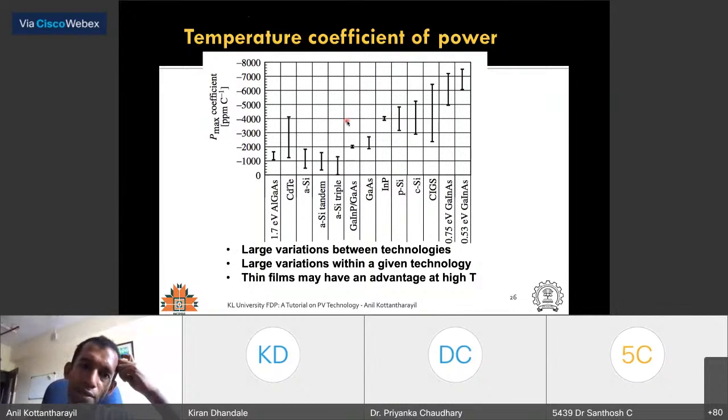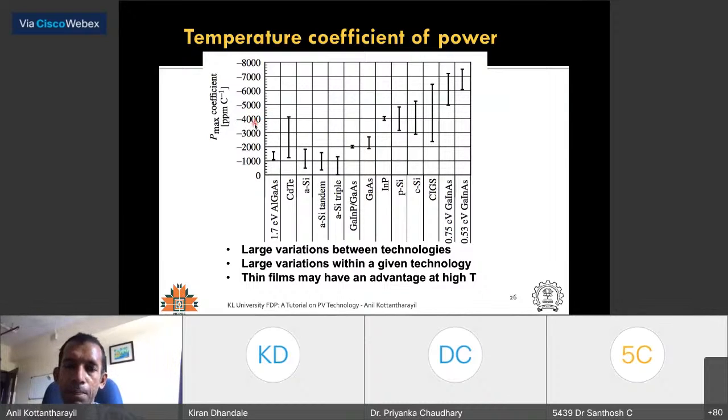Now, a very important thing, if you want to design a photovoltaic system, is the temperature coefficient of power, which is in parts per million per degree centigrade. What it means is that we are measuring the efficiency. So when you say 20% efficient cells, this efficiency is measured at a temperature of 25 degrees centigrade. When you increase the temperature by 1 degree centigrade, the power would decrease by, for silicon, about 0.4%.